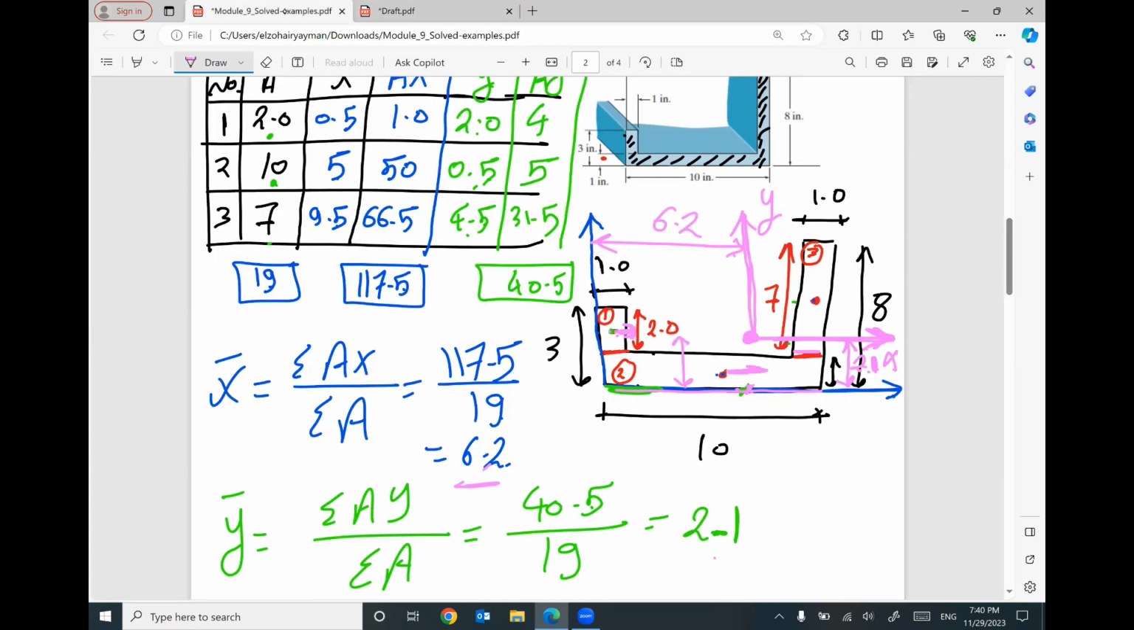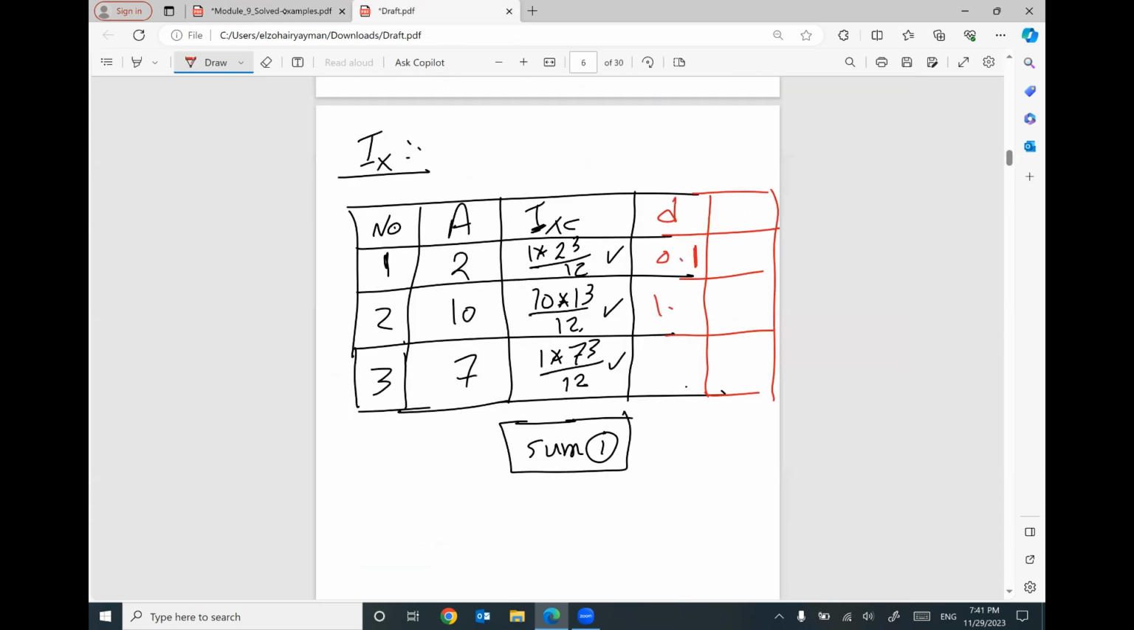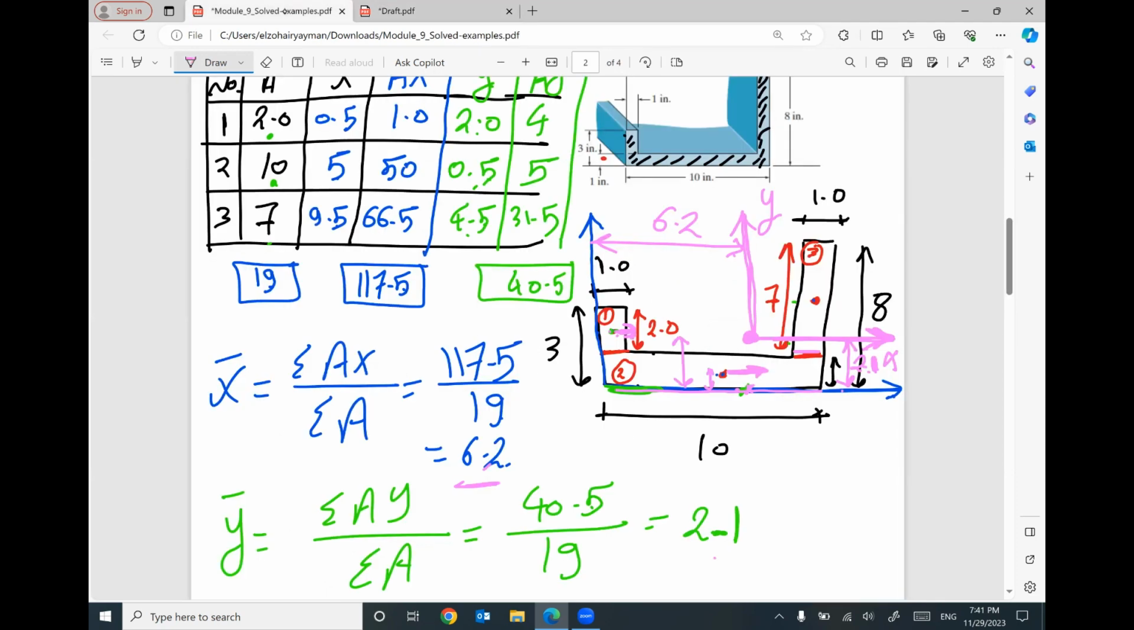The x-axis here for this part is at vertical distance 0.5. This one at 2.1. So the difference will be 1.6. This x-axis is here. So the distance between this one and the bottom is 4.5. This one is 2.1. So 4.5 minus 2.1. I got distance 2.4.